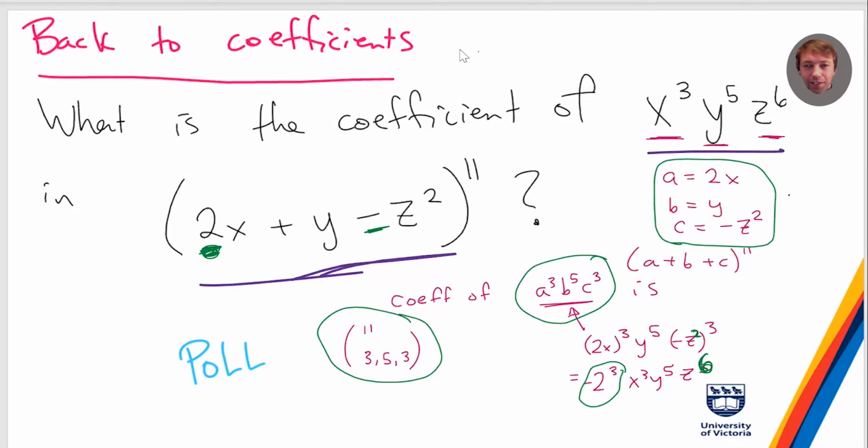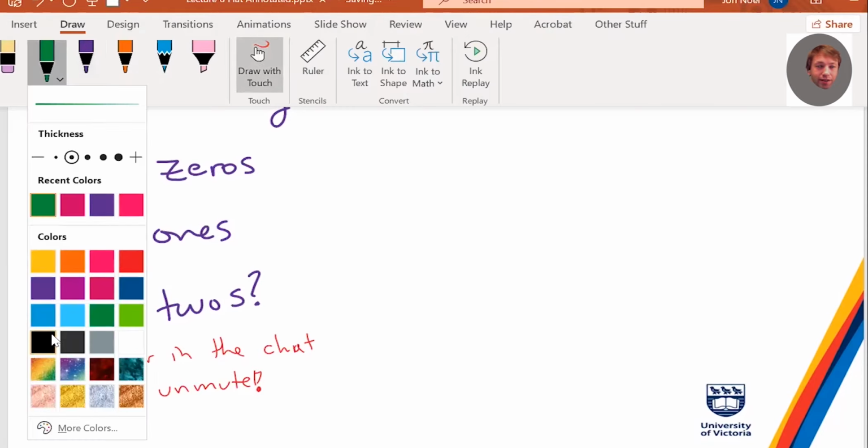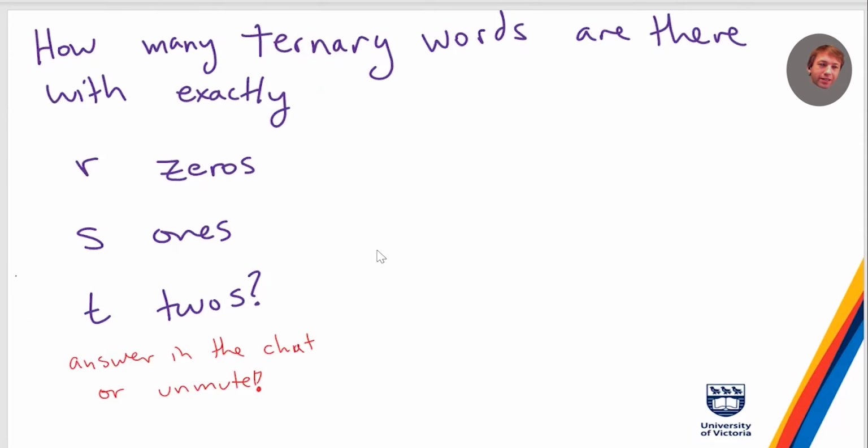Any questions at all? No? Okay, maybe this is now getting a bit redundant. I was going to ask you to answer this in the chat, and you still can if you're faster than I am. How many ternary words are there with R 0s, S 1s, and T 2s? Remember, a ternary word is a word with the alphabet 0, 1, and 2.